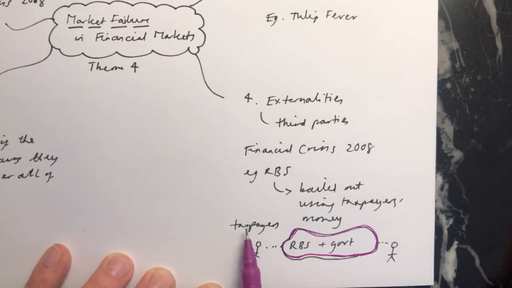And the taxpayers' money could have been used for something like spending on the NHS or roads or defence, but actually it was used to bail out a bank, and this was ultimately a transaction between RBS and the government.